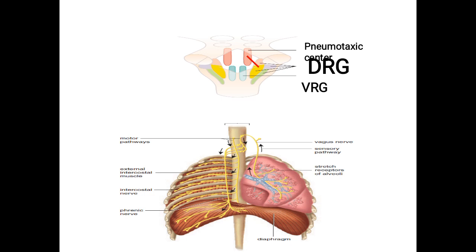We have learned that from DRG, ramp signals arise for a period of 2 seconds. They end on the motor neurons which supply the respiratory muscles. That is the phrenic nerve, which supplies the diaphragm, and the intercostal nerves, which supply the external intercostal muscles. When the impulse travels from DRG, it will stimulate the respiratory muscles for a period of 2 seconds.